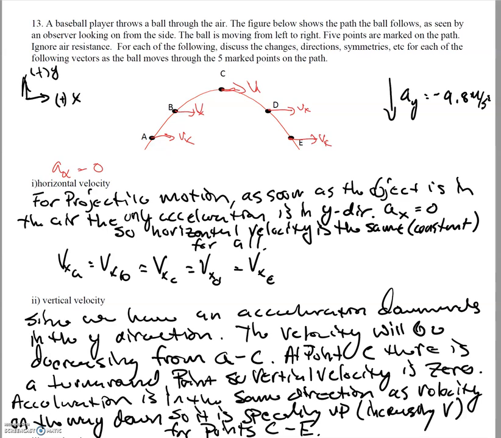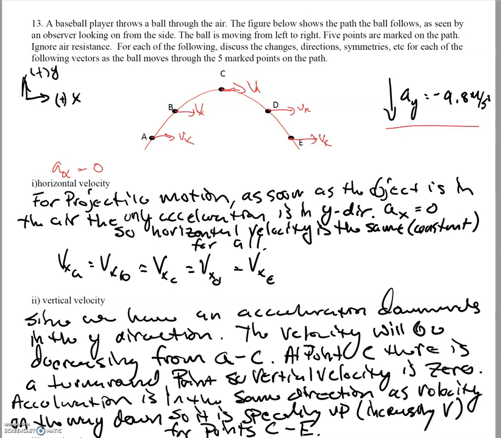For vertical velocity, what's going on with that? Well, we know that we have an acceleration in the y direction. As soon as the object is in the air, no matter if we're going up or if we're going down, the acceleration is the same. The acceleration due to gravity is always constant. It is always 9.8 meters per second squared, and it is always pointing downwards. Doesn't matter if the ball or the object is on the upward part of its trajectory or the downward part. The acceleration due to gravity is always 9.8 meters per second squared and always pointing downwards.